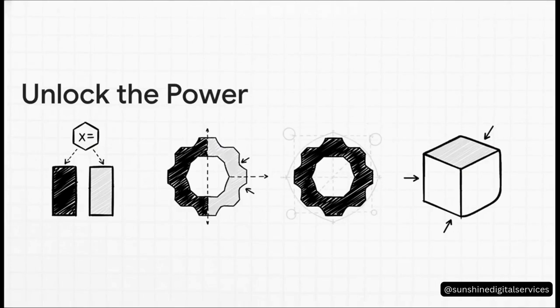And of course, that's just scratching the surface. As you get more comfortable, you'll unlock all sorts of powerful features. You can use variables to drive dimensions, so one change updates the whole model. You can mirror parts for perfect symmetry. And you can add those pro-looking finishing touches, like beveled or rounded edges, using tools like chamfers and fillets.